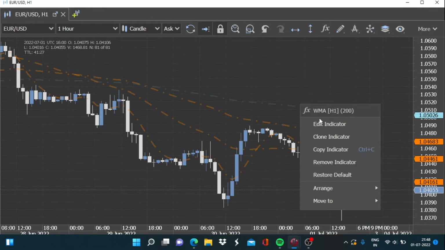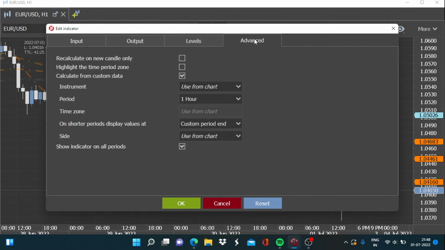Okay, and let's see what more can be done. On shorter period, display values at the candle custom period end. So if you want to opt for this, then the new calculation will be done when the candle period ends. If you opt for the custom period start, then the new calculation will be done only when the new candle starts, and in the middle of each candle. So all these options are there.